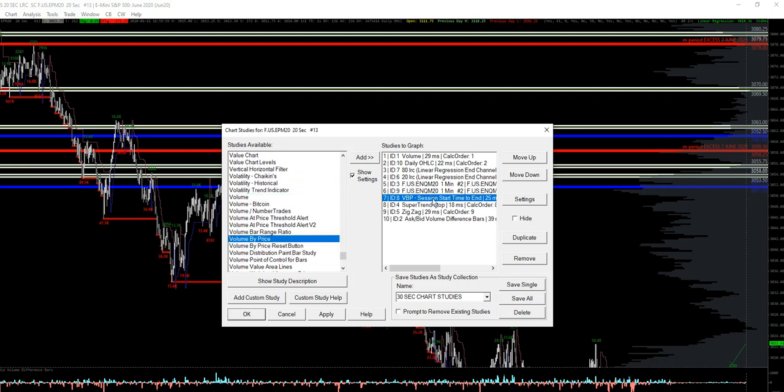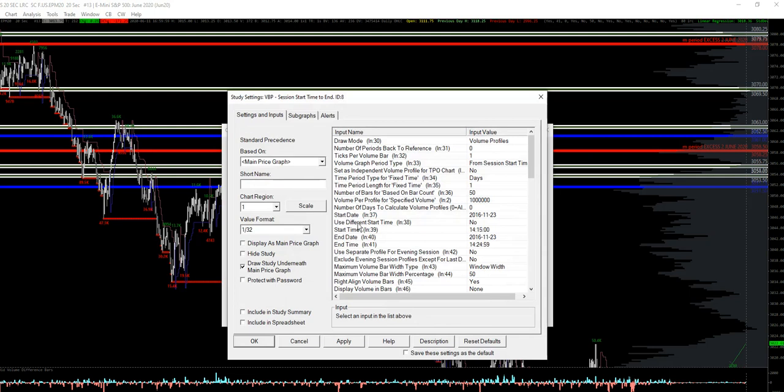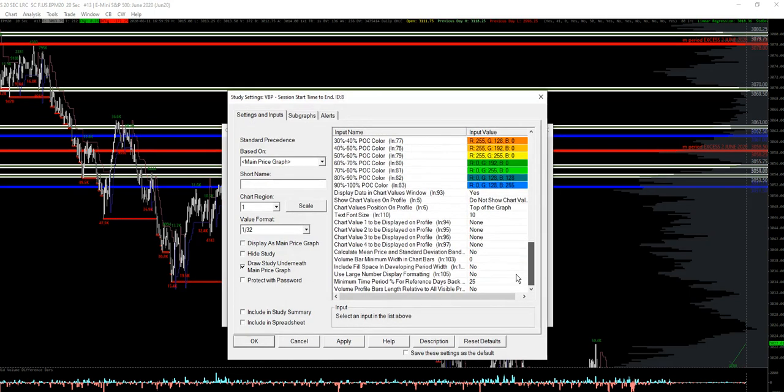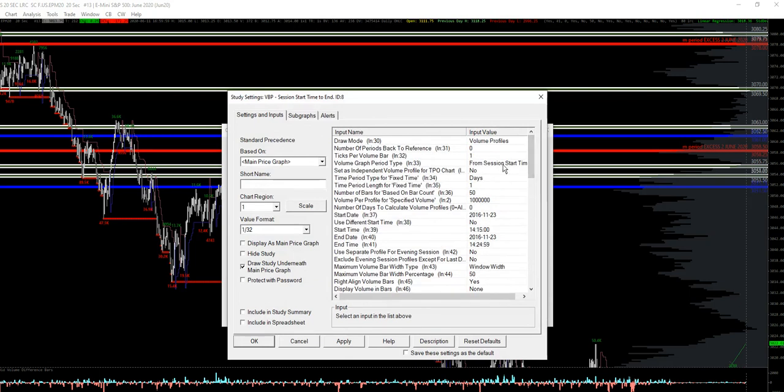So I already have it set up, so what I could do is just show you the settings. So it's VBP. I just changed the settings. So I just right click settings, left click settings, sorry. And here are the settings for this. All right. So it gives you from session last 1 day. You can play around with the dates, but it's not a problem.